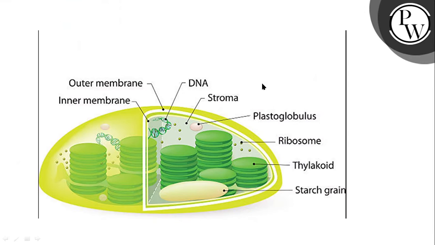Now, the structure of chloroplast is something like this. It consists of an outer membrane and an inner membrane. It's a two-membraned cell organelle, and then it has its own DNA. There is a gel-like fluid which fills the chloroplast, that is stroma. There is plastoglobulus and ribosome.